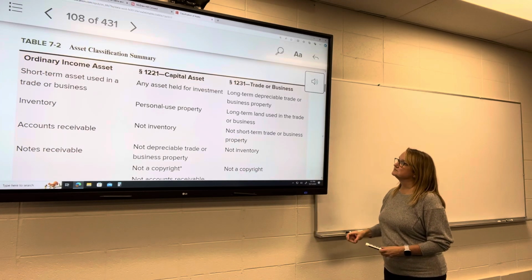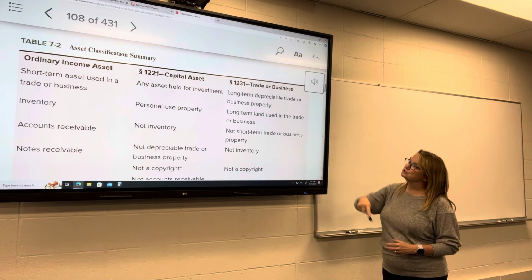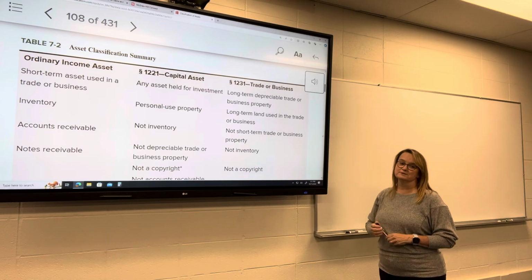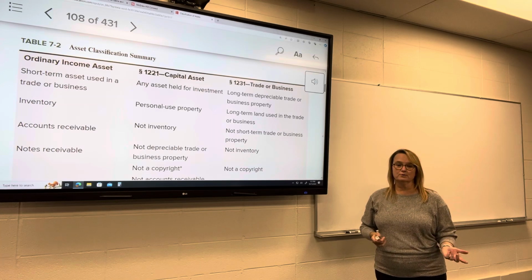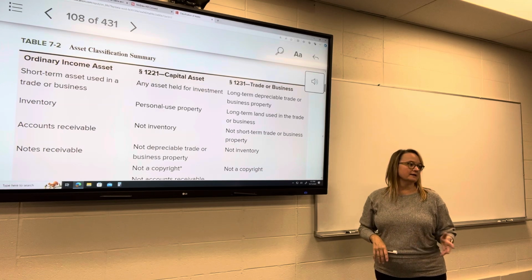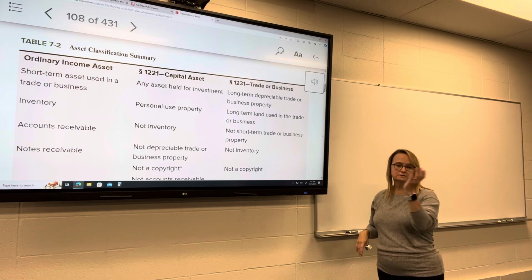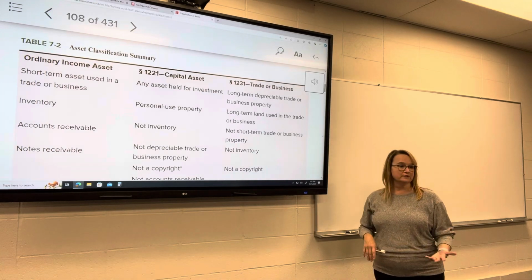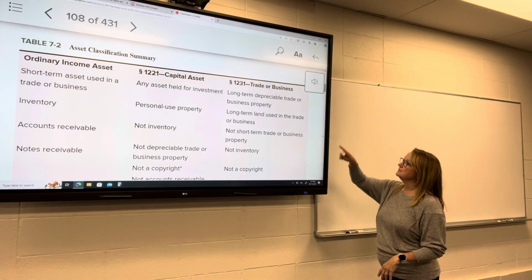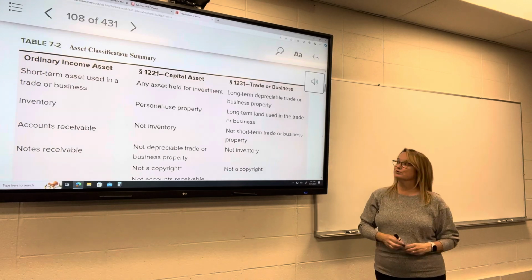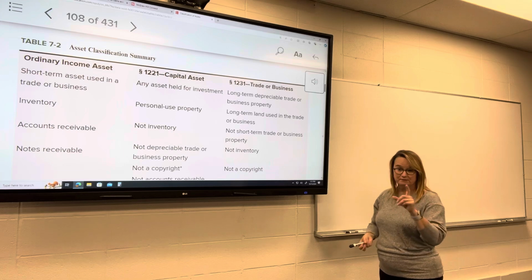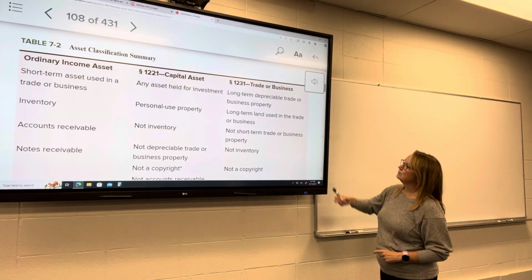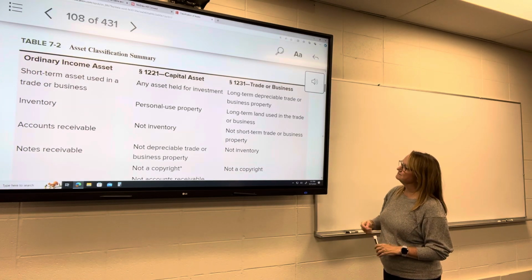1231 trade or business property. These are long-term depreciable trade or business property. So that piece of equipment that we bought today and sold in April, now instead we bought it today and we sold it next December. That's more than a year. That's now considered to be a long-term depreciable trade or business property. That's simply because we held it longer. Now it's considered a 1231 asset.